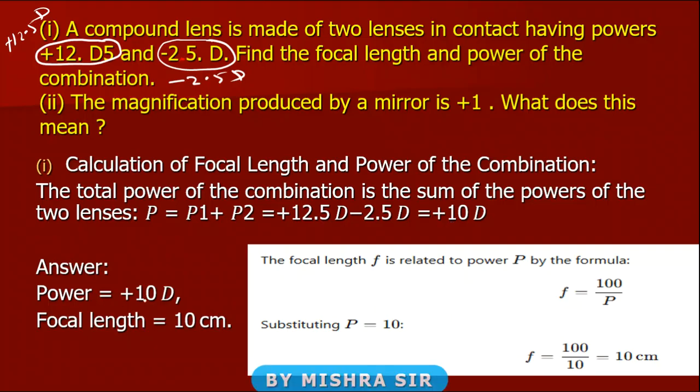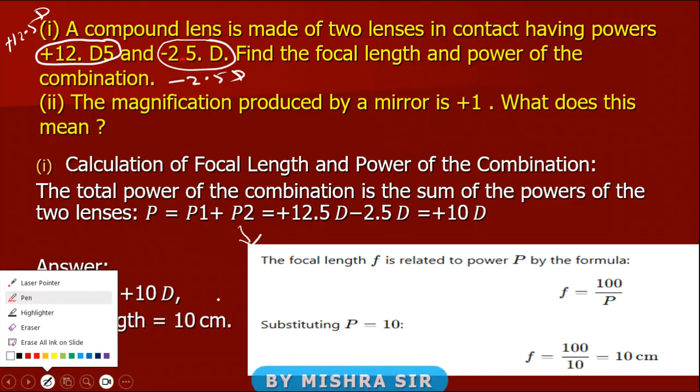ठीक है, तो दोनों को ऐड कर देंगे तो हमें क्या मिलेगा, +10D मिलेगा। तो पावर लिख लेंगे इक्वल टू +10D एंड फोकल लेंथ 10 सेंटीमीटर। The focal length F is related to power by the formula F equals 100/P. Substituting the P value we get F here, right? Isn't it what I'm telling? Yes sir.